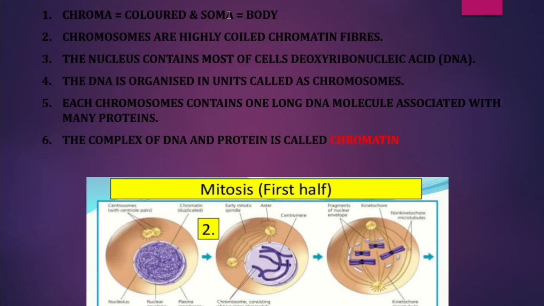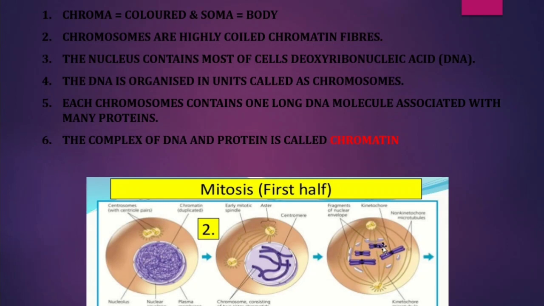Chroma means color, soma means body. With the help of different dyes, we can identify these chromatin fibers, so it is called a chromosome. They are highly coiled. During the cell division, they are condensed in this form. Continuously, during cell division, the chromatin fibers form into a chromosome, an X-like shape structure.